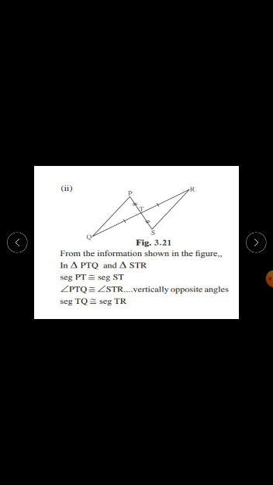Seg TQ, again here one identical line and here also one identical line. So seg TQ is congruent to seg TR. So in triangle PTQ and triangle STR, seg PT is congruent to seg ST, angle PTQ is congruent to angle STR, and seg TQ is congruent to seg TR. So these two triangles are congruent by which test? By the SAS test.